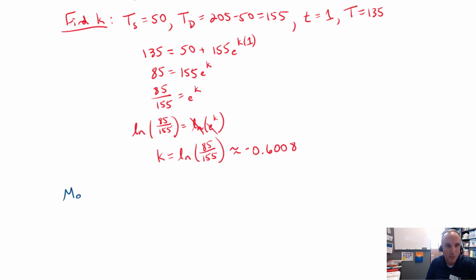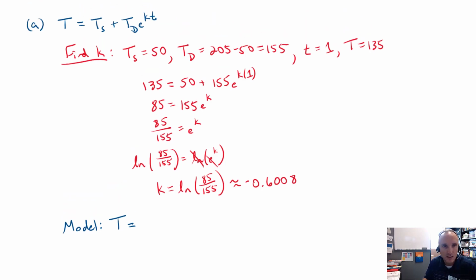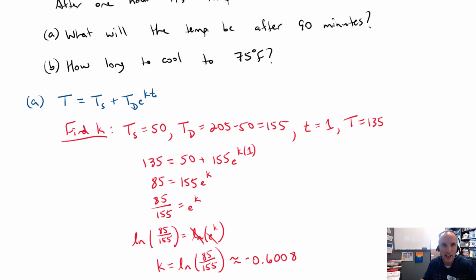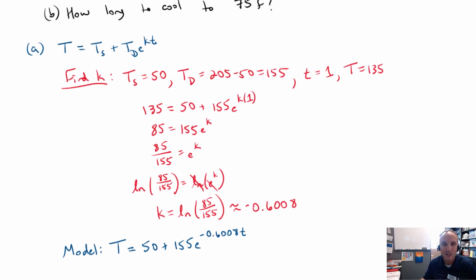So now our model, with all the constants filled in and the variables lowercase t and capital T, is T equals 50 plus 155 times e to the negative 0.6008 times lowercase t. And now we know how to find a temperature after a time, or find a time given a temperature. So the question in part A, now that we have our model, is what will the temperature be after 90 minutes?